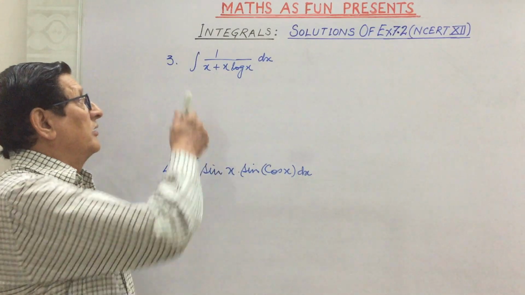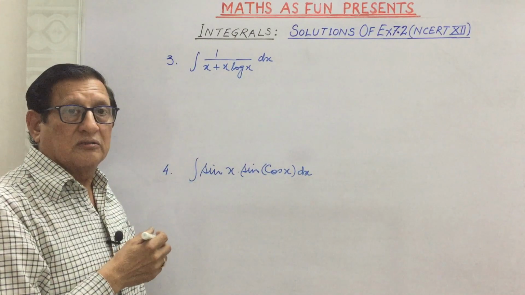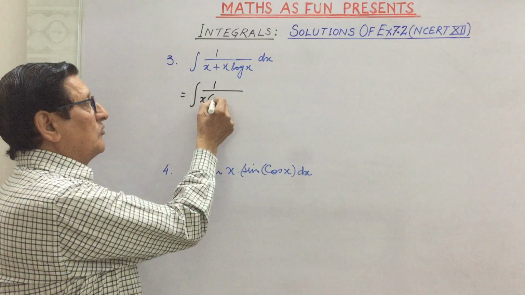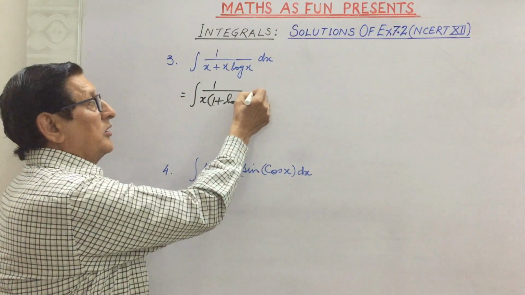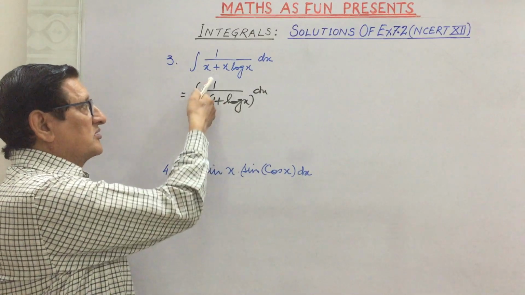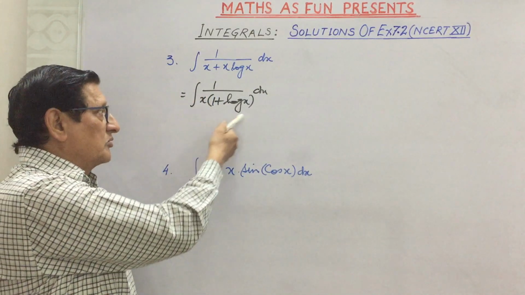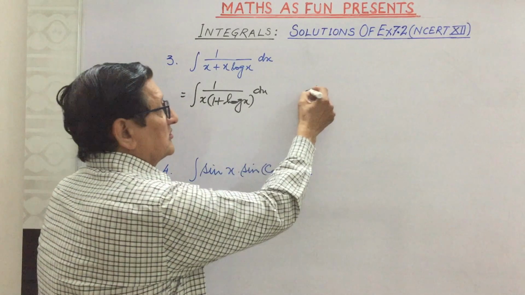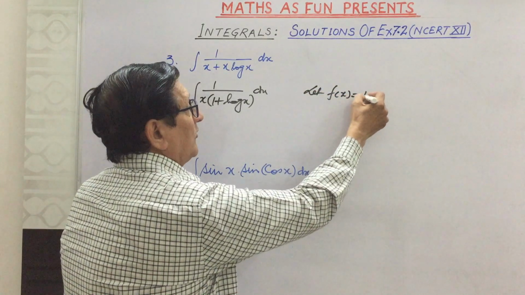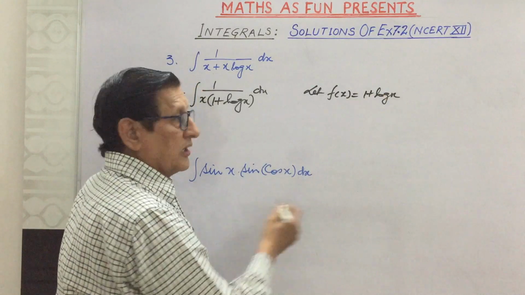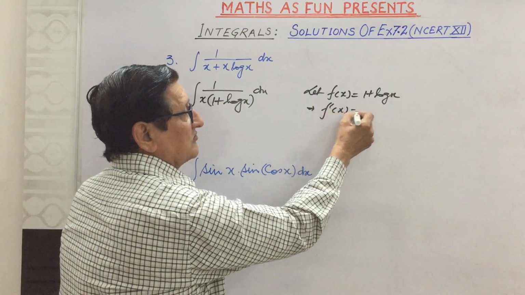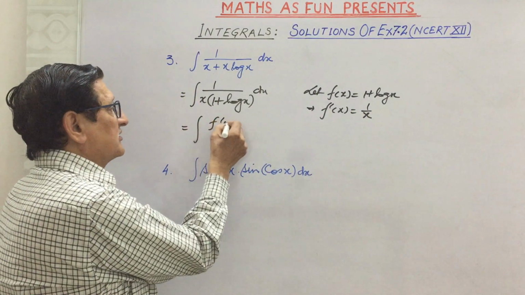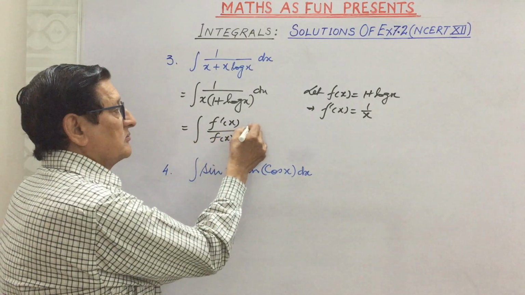Here the third question is integral of 1 upon x plus x log x. What we do here, we can take x common in the denominator and we get x into 1 plus log x. Now we know the derivative of 1 plus log x is 1 upon x. So either we can substitute t for 1 plus log x, or we can consider this as f x. Suppose we consider this as f x, let f x be 1 plus log x. In that case, the derivative of this, that is f dash x, will be 1 upon x, and hence we can write this as f dash x upon f x.